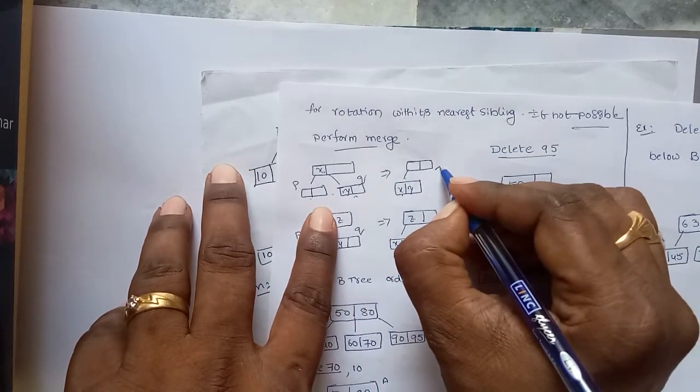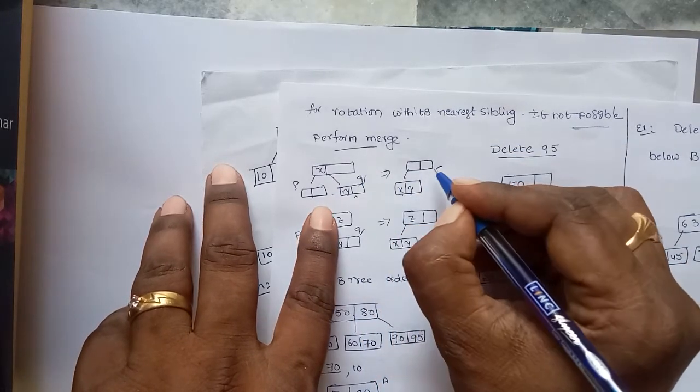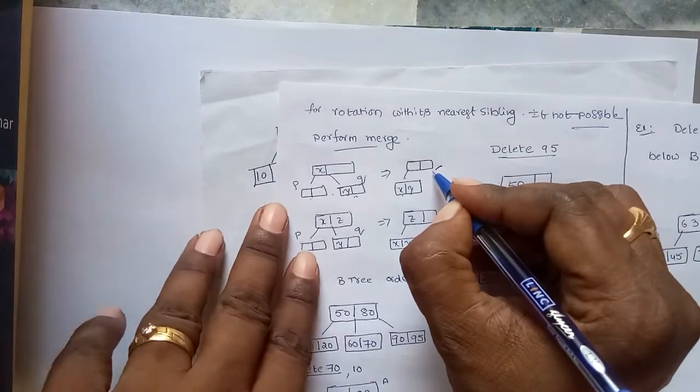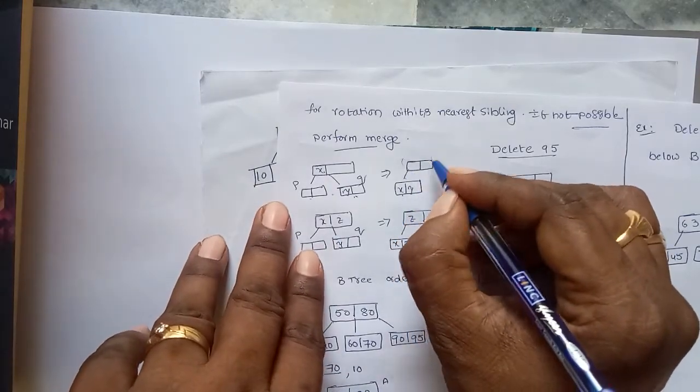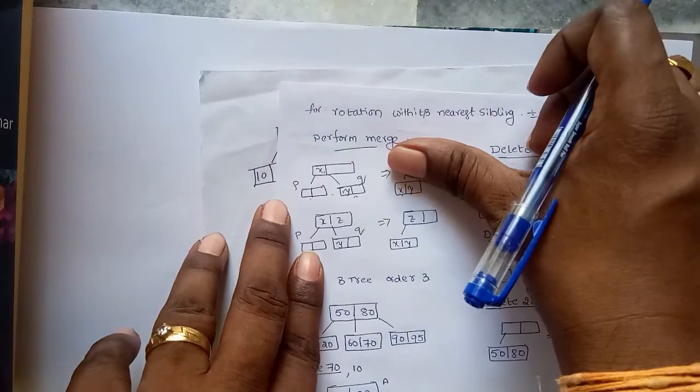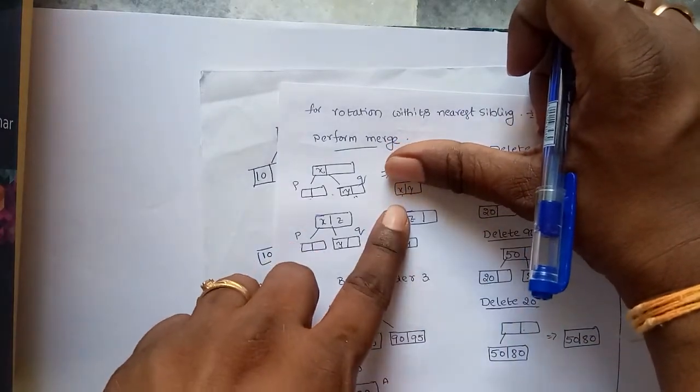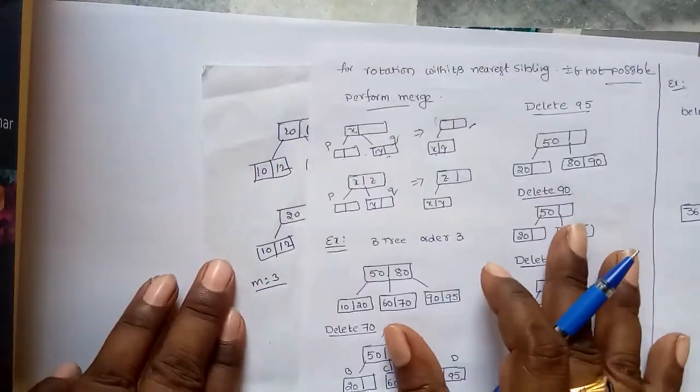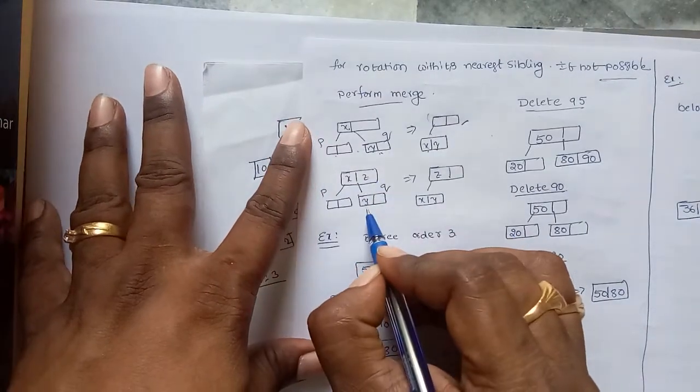Here see this one, the parent is deficient because it contains at least one element. If it is a root, at least one element. Simply remove this one. So now XY is our answer. XY is the only node. Suppose see this one, X, Z, Y.